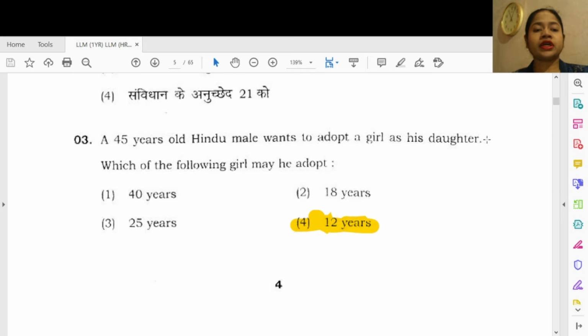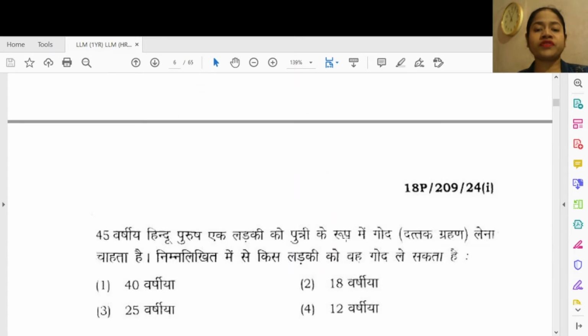Question number 3, a 45 years old Hindu male wants to adopt a girl as his daughter. Which of the following girls may he adopt? This is option number 4, 12 years. So why am I not choosing 18 years? Because under the Hindu Adoption and Maintenance Act it is given that a person who is above the age of 15 years cannot be adopted. So the correct option is option number 4, 12 years.